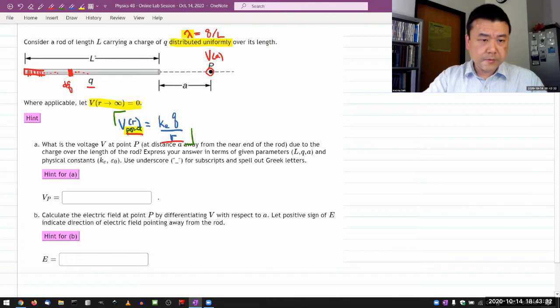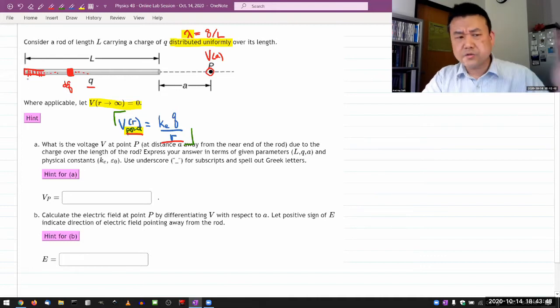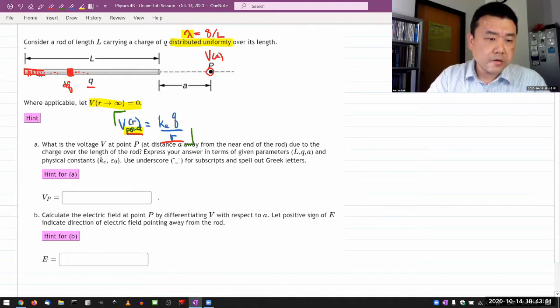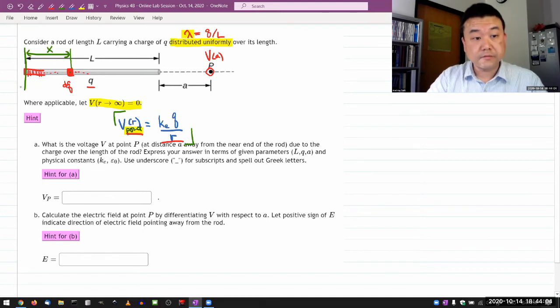So let me build up this picture using this representative sample of the rod that I'm going to say is small enough that I can treat it like a point charge. So I need a way to parameterize it. I need to assign a coordinate system so that I have some variable I can use to describe this particular point. So I can say, all right, this is going to be a distance x from the left end of the rod. That's how I'm setting it up. You don't have to set it up that way, but this is one easy way to do it.